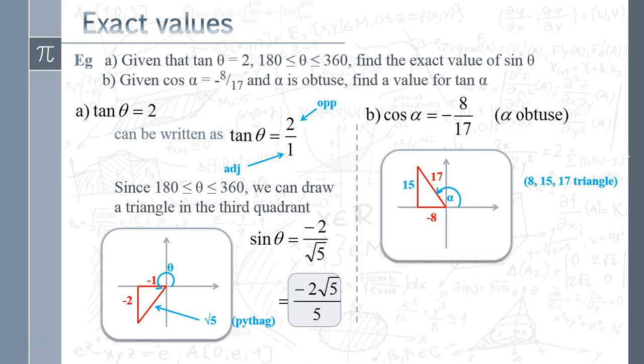So there's our triangle. We're being asked for the value of tan alpha. So tan is, as we know, opposite over adjacent. So tan alpha, there we go, minus 15 over 8.